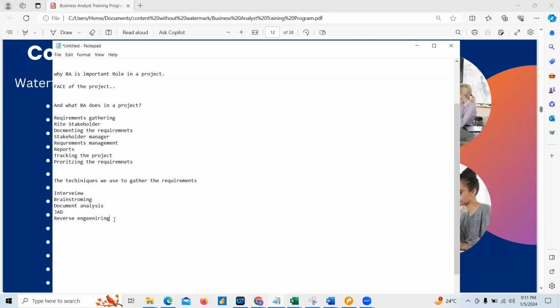If you participate well in these requirements gathering role play activities, you will get most of the practical knowledge of how a BA works. So we'll also do that kind of activity in the training program. Not only for requirements gathering, we have other points also where we do these role play activities. I'll explain in a moment.